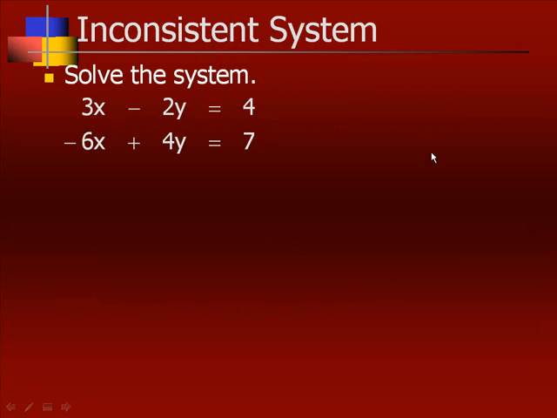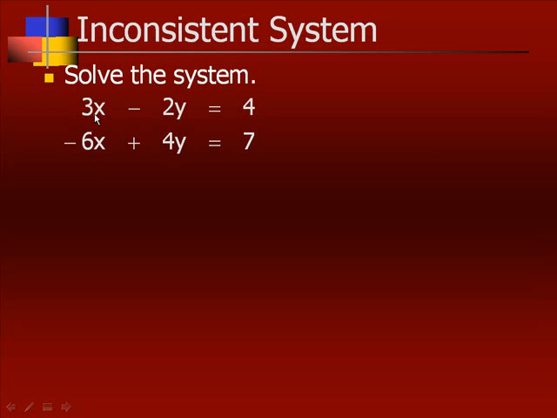Solve this system. Well, because we've got x's and y's already on the same side, probably best bet would be elimination. We need opposites, so if we want to do opposite x's, this is a negative 6, this is a positive 3.